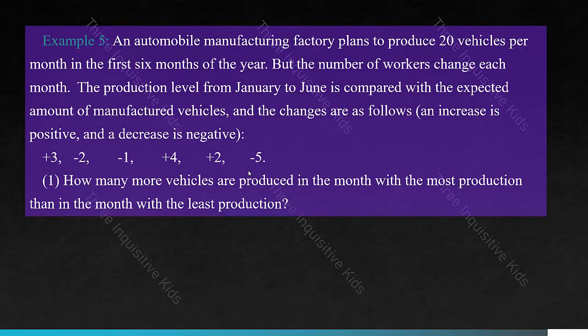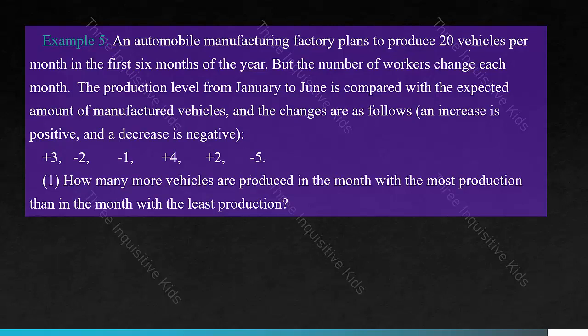An automobile manufacturing factory plans to produce 20 vehicles per month in the first 6 months of the year. But the number of workers changes each month. The production level from January to June is compared with the expected amount of manufactured vehicles, and the changes are as follows. An increase is positive and a decrease is negative. How many more vehicles are produced in the month with the most production than the month with the least production?